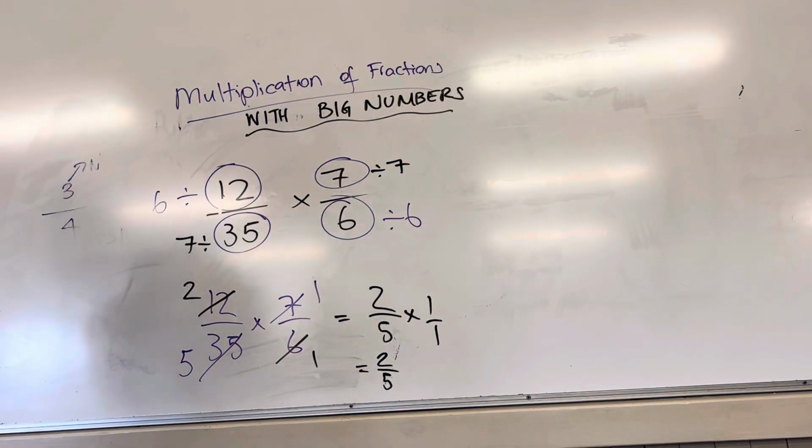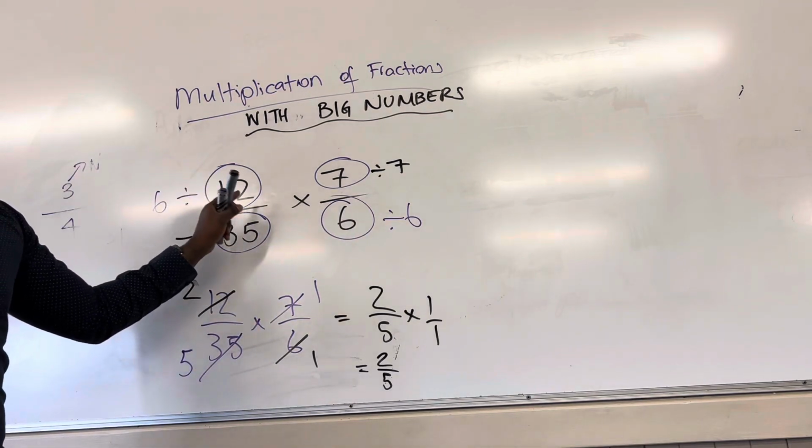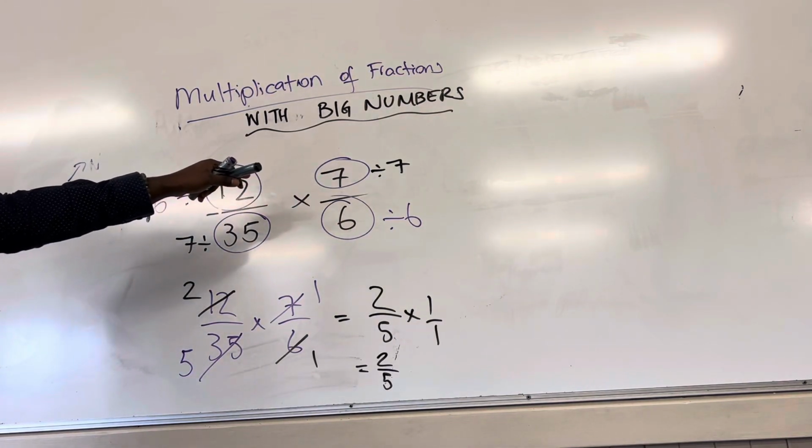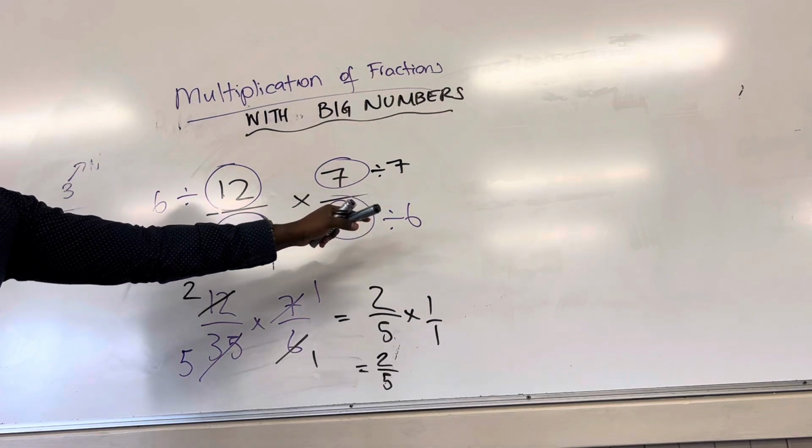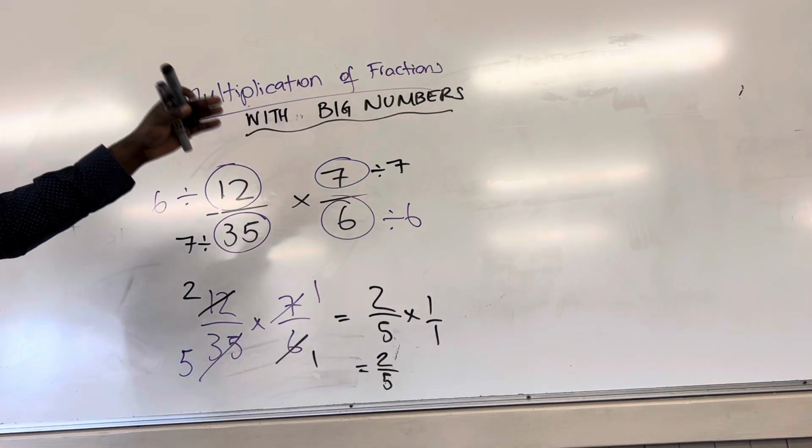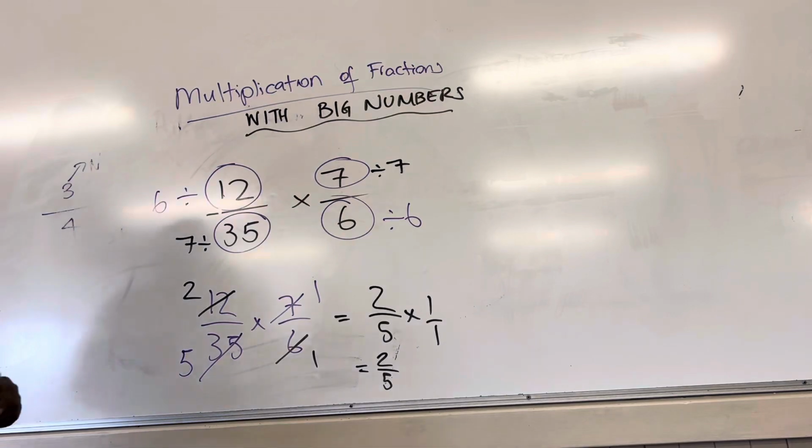Do you understand that? We'll go through another question that I'm going to put up on the board. But basically, you don't have to do 12 times 7, 84 over 35 times 6 and then working it out. That's a bit crazy. This is the most efficient way.